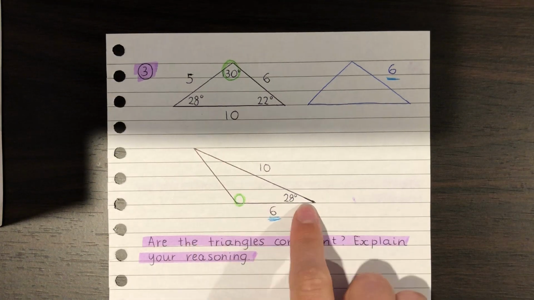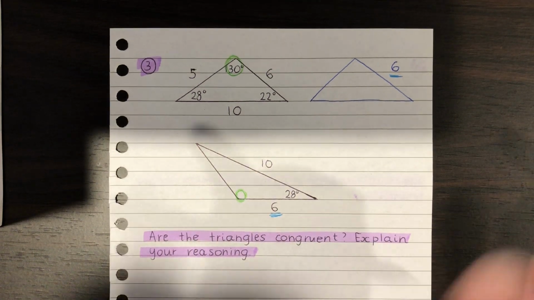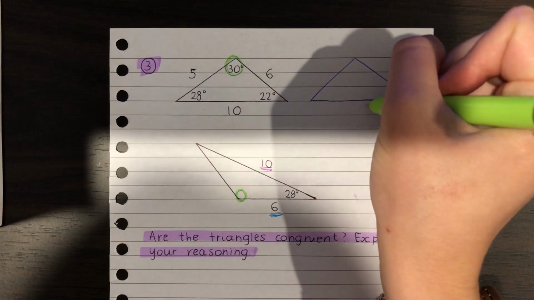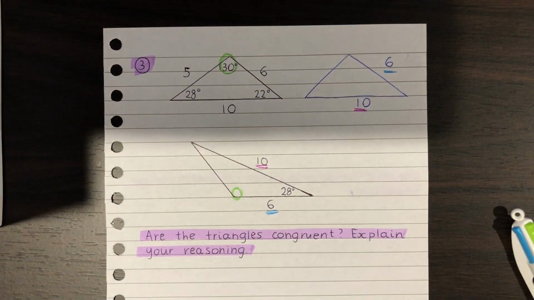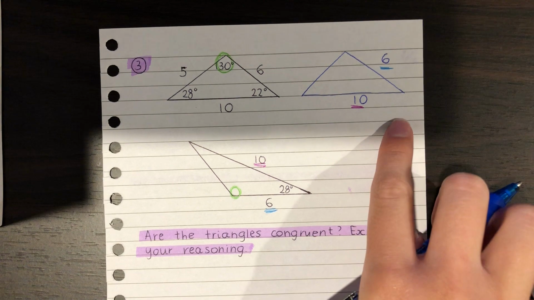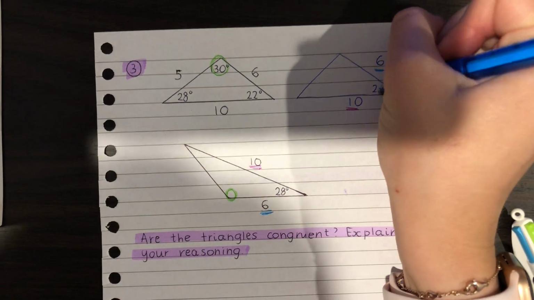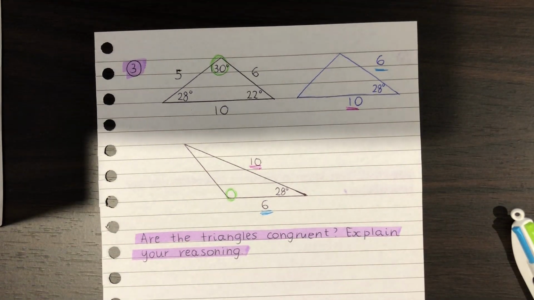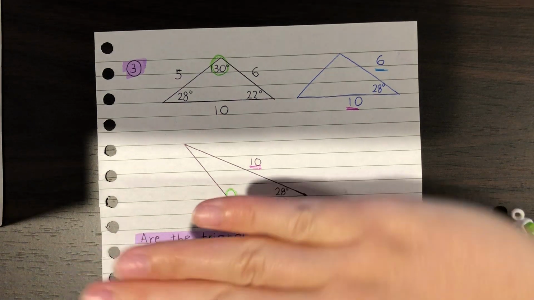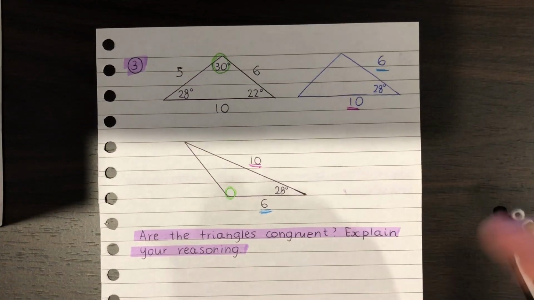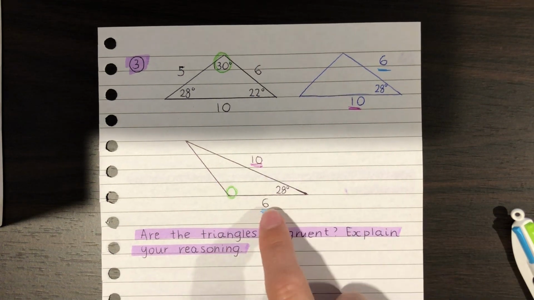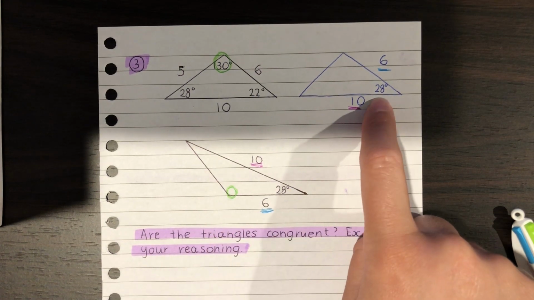The 10 is still the longest side down the bottom. And then I've got my 28 degrees in the corner. Okay, so now I've literally taken this triangle and flipped it like that. Okay, so now they're facing the same way. Everything that I've got in this one is written in there.